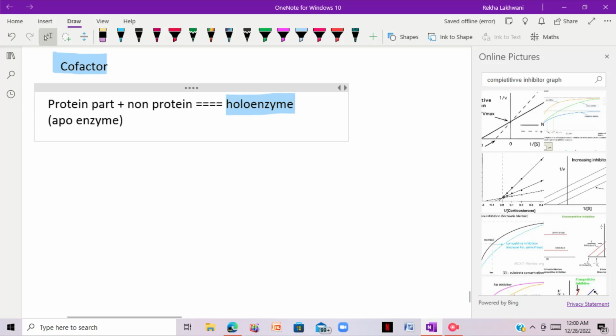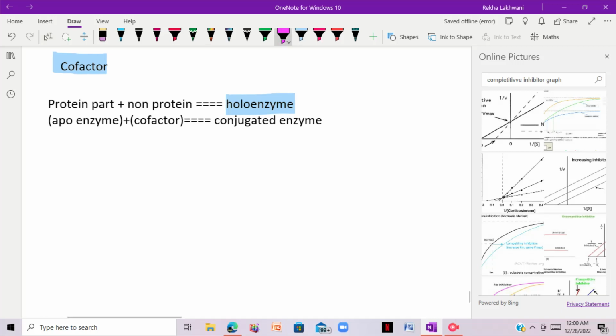The non-protein part is known as the cofactor, and the enzyme formed is known as the holoenzyme, or you can say it is a conjugated enzyme. Now, let us clarify this cofactor. This cofactor can be organic and can be inorganic. Basically, it is divided into three groups.